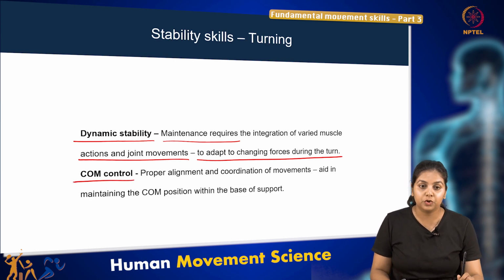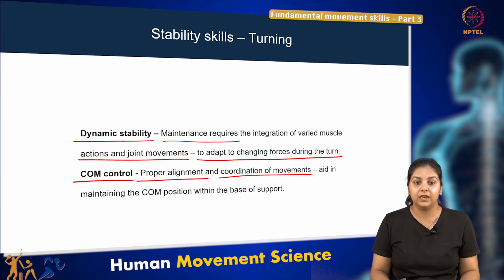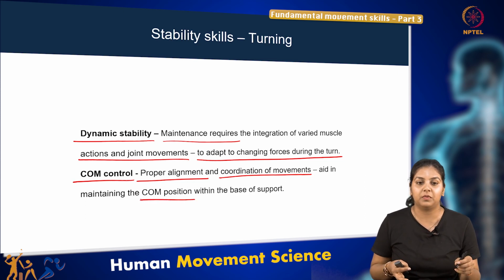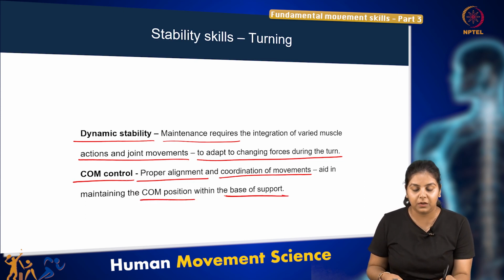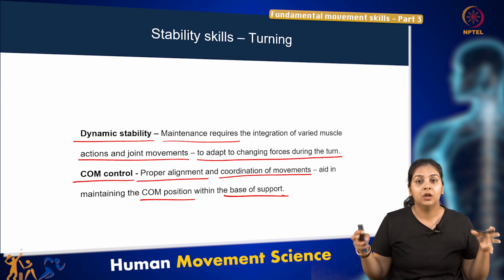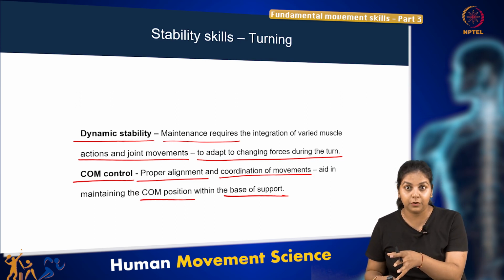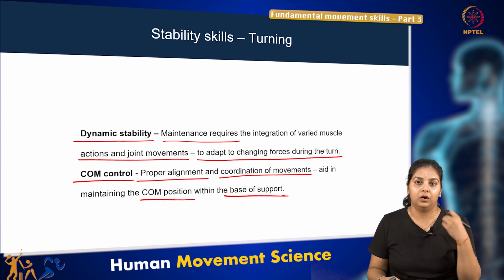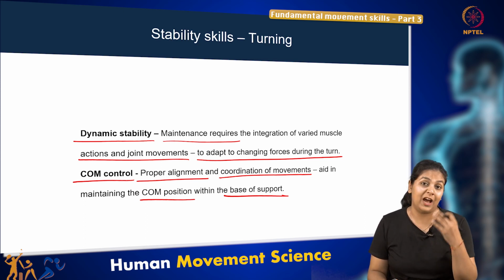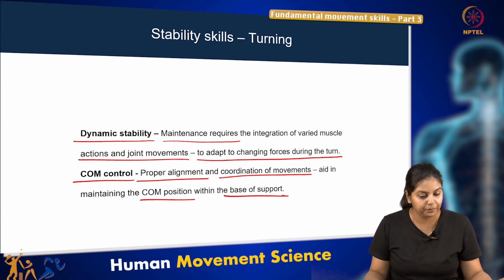Also, for your range of motion control, you need proper alignment and coordination of movements, right? So proper alignment and coordination helps you to maintain good center of mass position within the base of support. So if you're turning or you want to maintain your position, if your center of mass is outside of your base of support, right, you're going to have a fall, or your athlete is bound to have an uncontrolled motion leading to injury or fall.